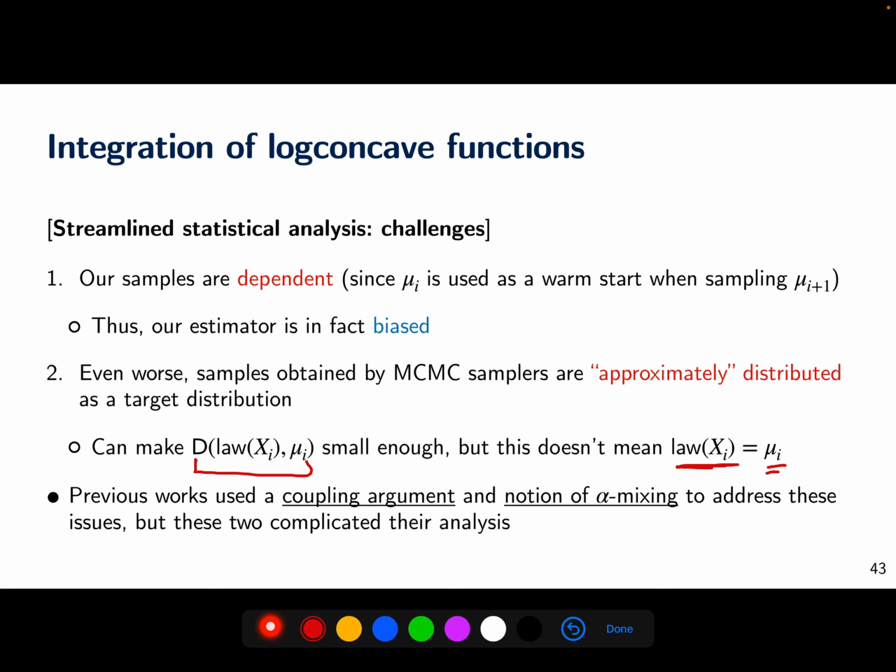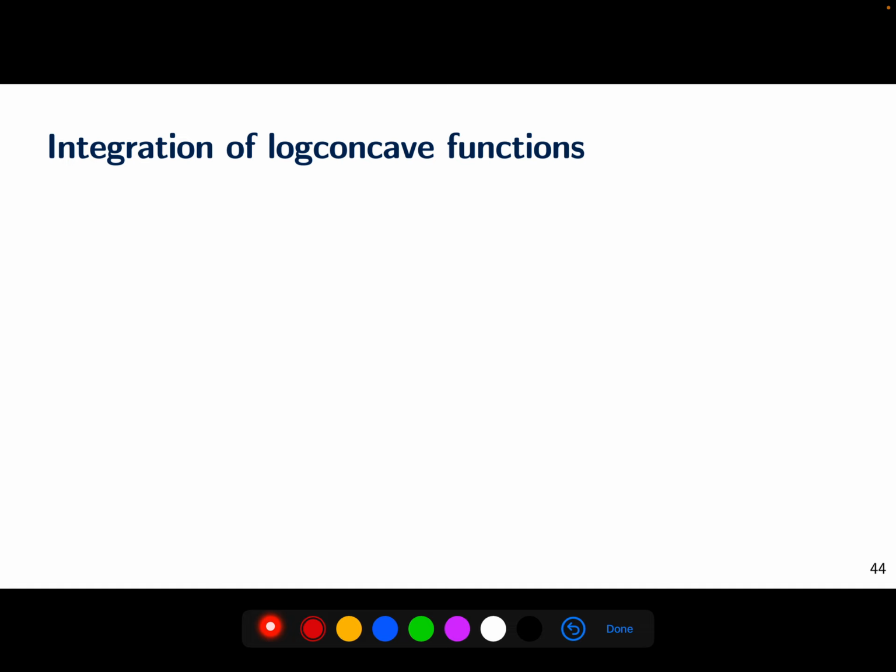And then all the previous work used some coupling argument, which is also referred to as some divine intervention in earlier work, and also used some notion of alpha mixing, which was called mu independence in earlier work. Earlier work used these two techniques to address these two issues, but their approach, these analysis hacks, are not actually clean, and are pretty involved in some way. So we try to streamline those analyses in this paper.